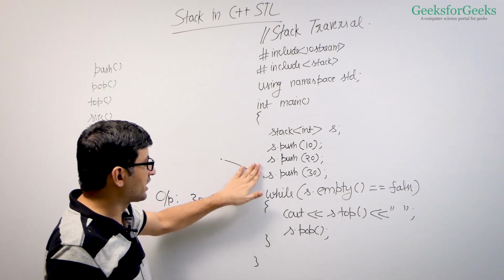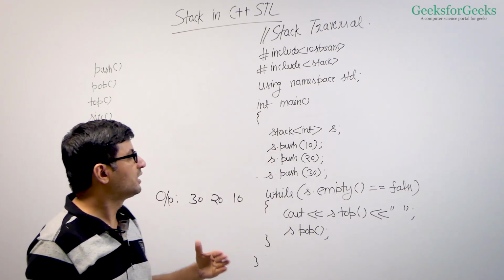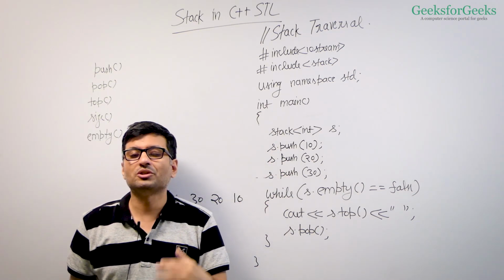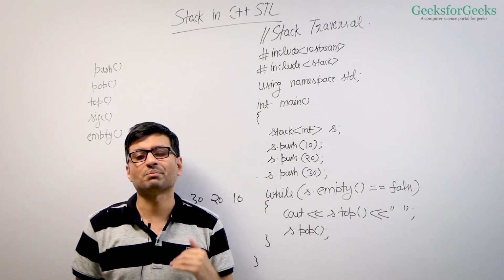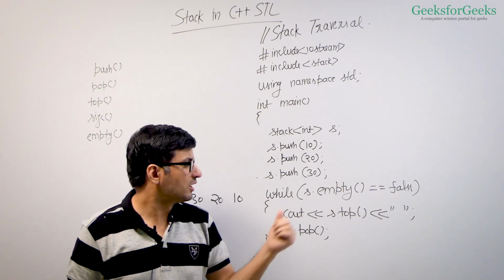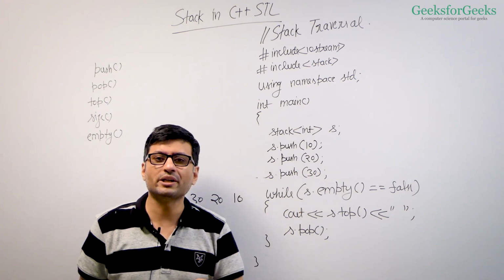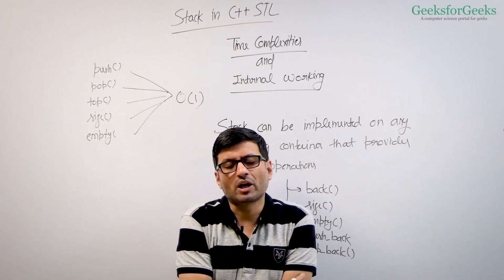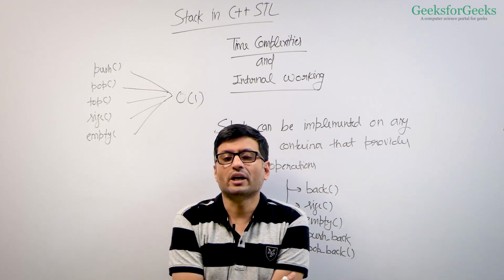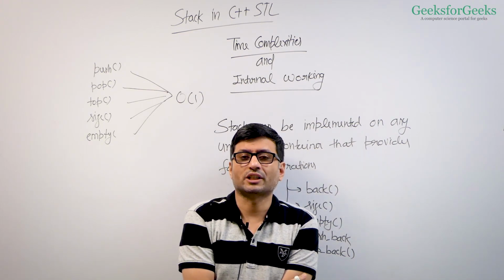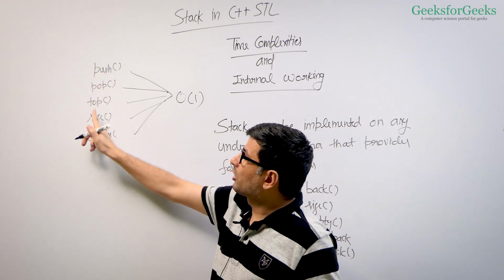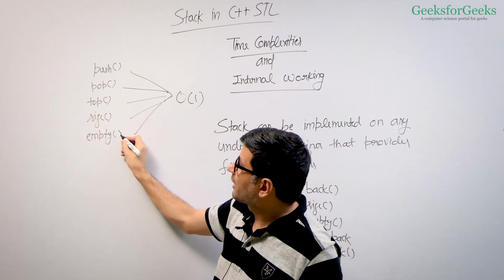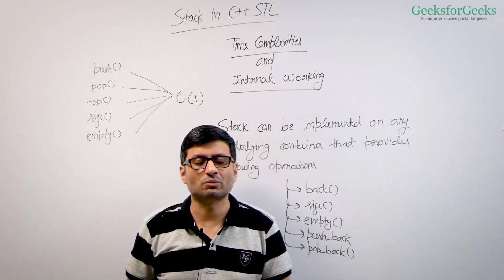And you can see one interesting property in this program. The order in which you insert items into the stack, if you traverse the stack, they are printed in the reverse order because the top item is printed first. Let us now talk about time complexity and internal working of stack. All these operations, push, pop, top, size and empty, have big O of 1 time complexity.